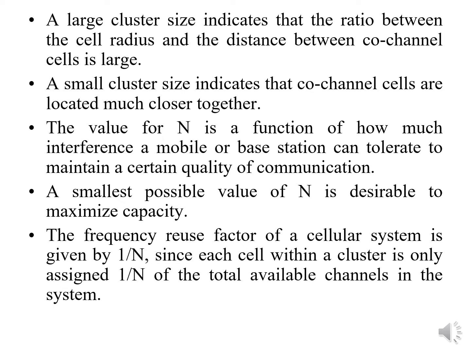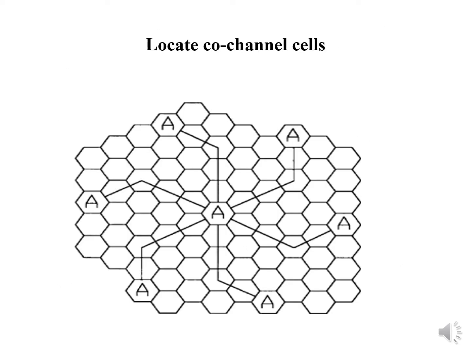The frequency reuse factor of a cellular system is given by 1/N, since every cell within a cluster is only assigned 1/N of the total available channels in the system. And this is showing the location of the co-channel cells. The cells labeled A are adjacent co-channel cells. That is, these are the cells using the same set of channels.